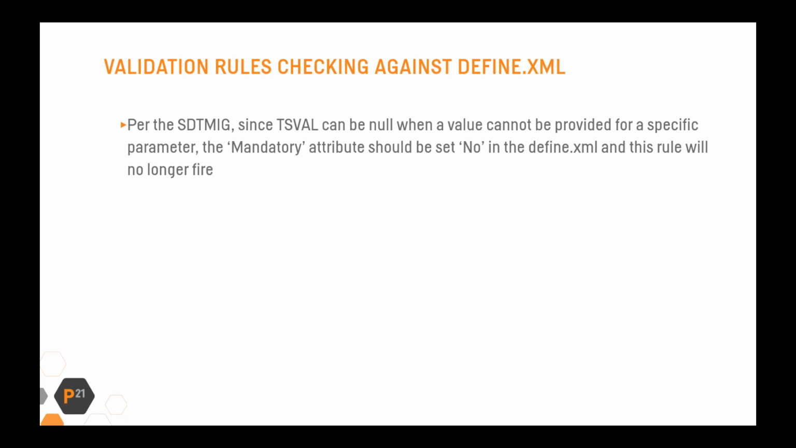So in order to rectify this rule, you would need to go into the define.xml code, or if you are using Enterprise, you go into the define generator, you would find that parameter in your value level metadata, and you would change the mandatory attribute from yes to no. And so this is another rule that should not be explained in the SDRG.